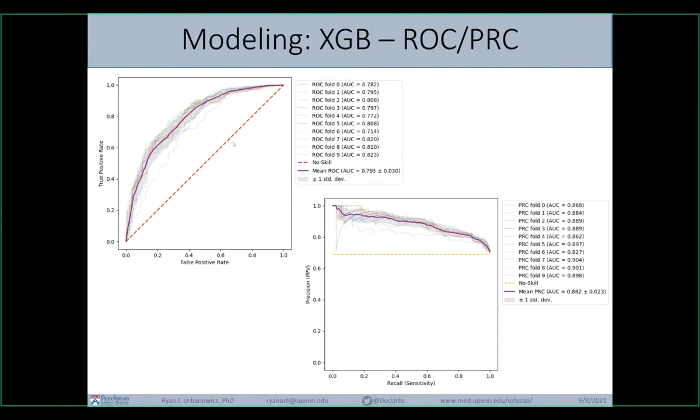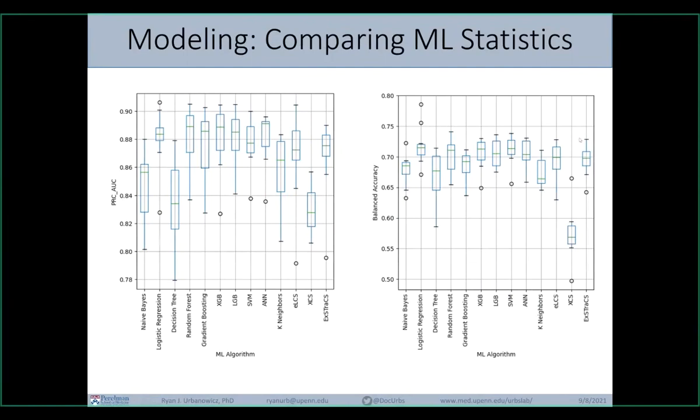We also output bar plots showing all the machine learner performance comparisons for every evaluation metric. Here we see our machine learners on the x-axis, and in this case, precision recall curve, or the area under the curve for precision recall curves here on the y-axis. And here in this plot, we see balanced accuracy. You can go through and look at all of these results at your leisure.